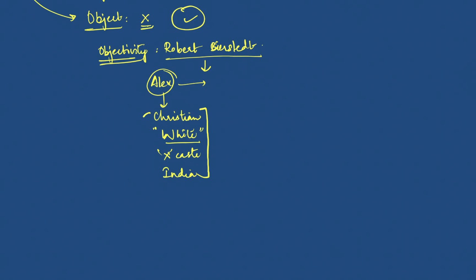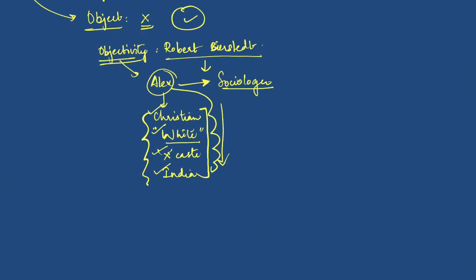But when we say that Alex belongs to all of this, when he is conducting a sociological research, Alex is not any of this, right? He forgets that he is any of this. Alex becomes a sociologist, that's it. And that is how objectivity comes to Alex. Irrespective of being a Christian or white or of X caste and from India, he removes all of these prejudices, and he basically focuses on what the research is about, right?